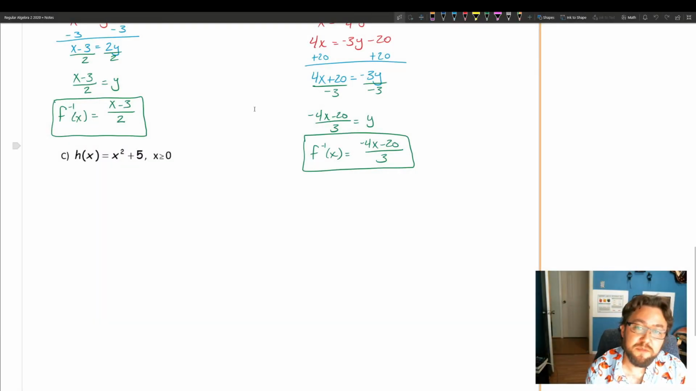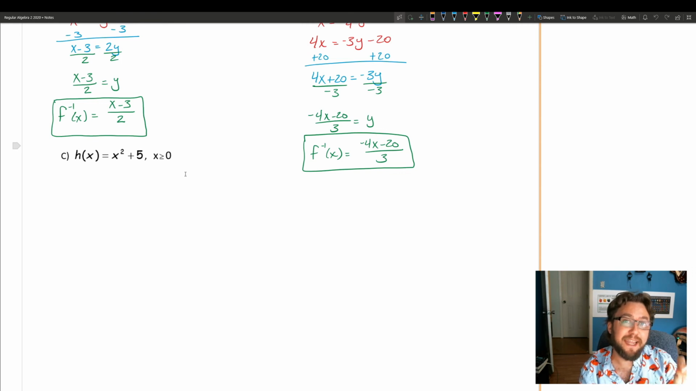You can see this one's a little bit different. It's got the exponent, so this is a quadratic. This one's also got a domain constraint. So as we can see, x has to be greater than 0, so the positive numbers. If we were to graph that, that would be like the right-hand side of the u. That also means that when we solve this, we're only going to care about positive solutions.